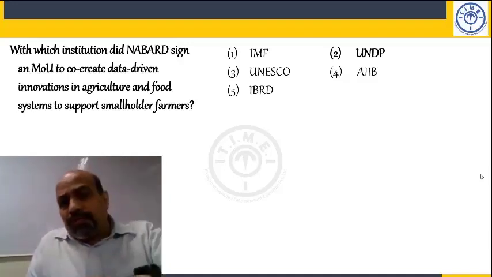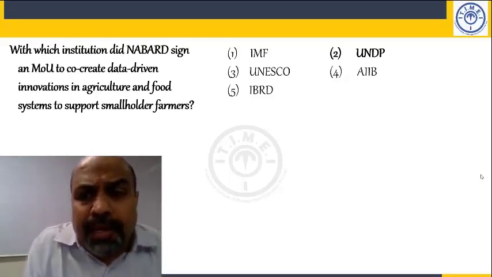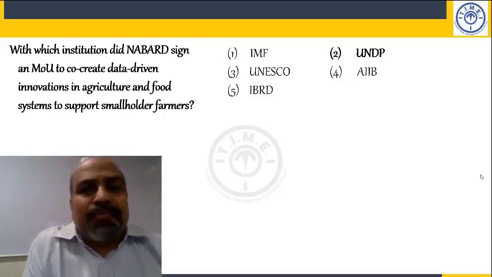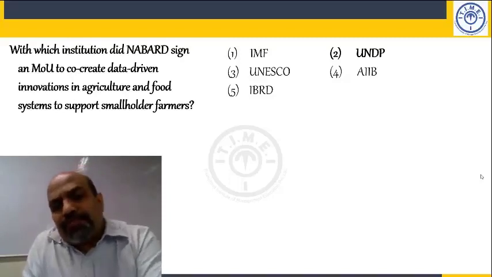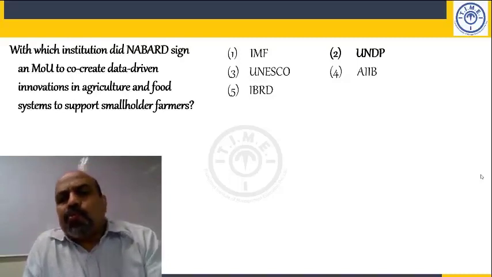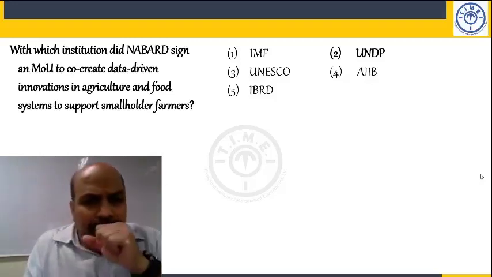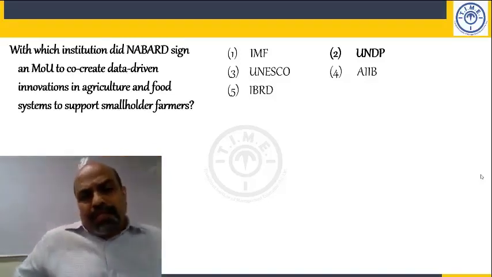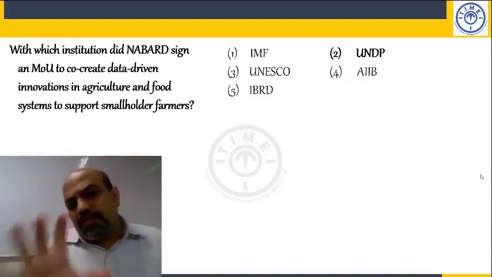Then the full names of all of this. Skip International Monetary Fund, UNESCO. Look at choice 4. AIIB is Asian Infrastructure Investment Bank. Then we have IBRD. This is a part of the World Bank Group. The World Bank Group has 5 entities. This is one of them. International Bank for Reconstruction and Development. This is the original name of the World Bank.